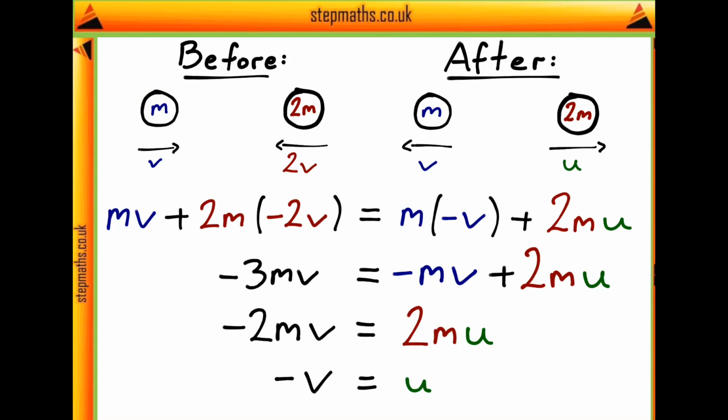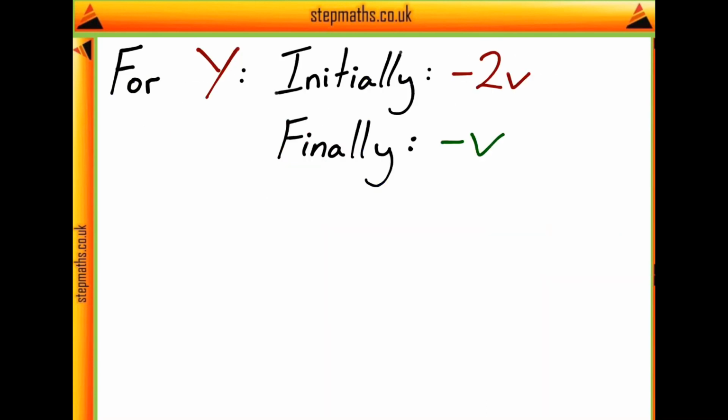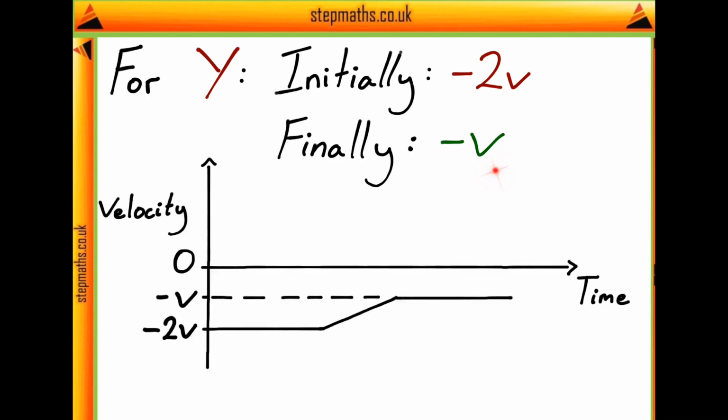Now, bearing in mind this information which we found out, we can go ahead and try and plot our graph for the velocity time graph for our particle y. Since the initial velocity is going to be minus 2v, and then the final velocity is going to be minus v, then our velocity time graph should look like this. This graph is then going to correspond to answer F given in our question.